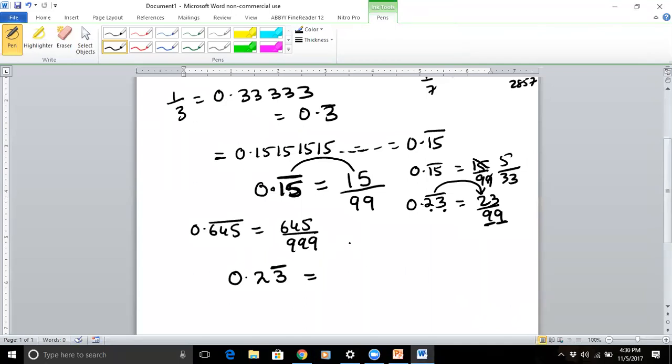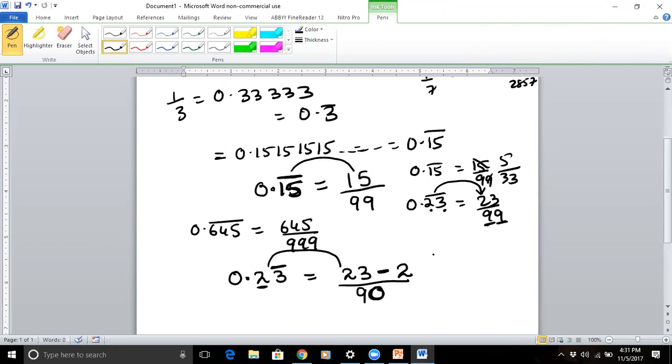This is how you work when the positioning of the bar is varying, okay? You take the digits after the decimal, you place them on the numerator. You subtract what is not under the bar, divided by... The rule for any digit under the bar is you place a 9 on the denominator. And the rule for any digit which is not under the bar is you place a 0 by default.